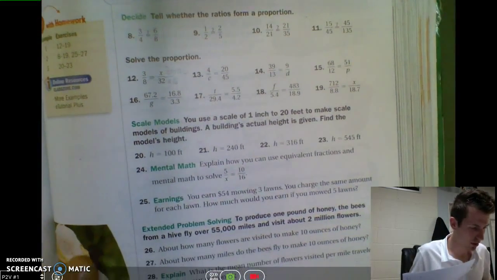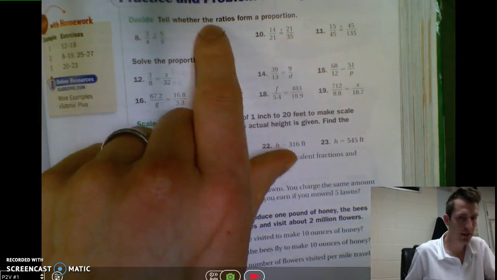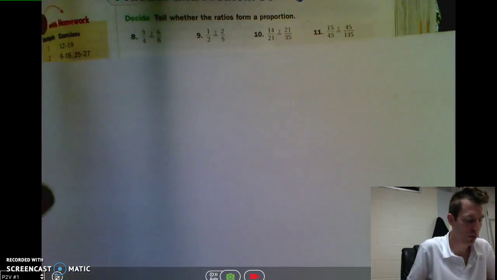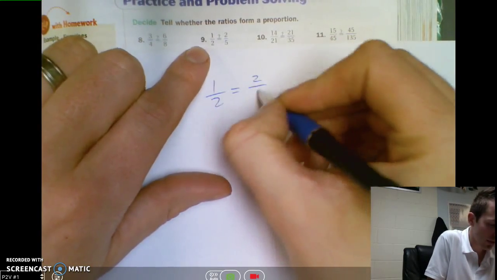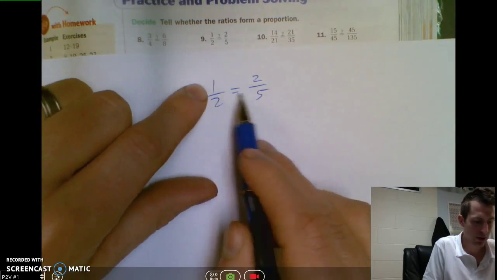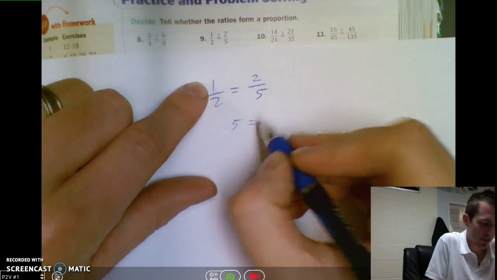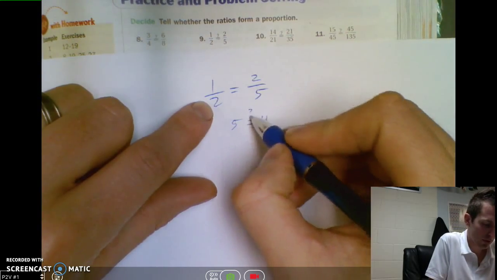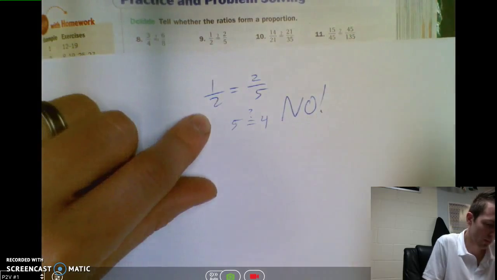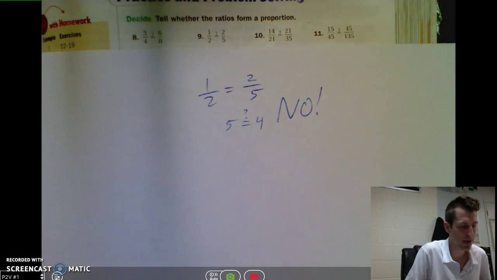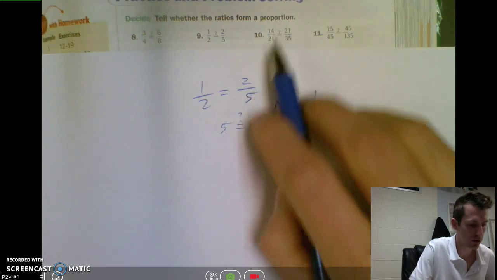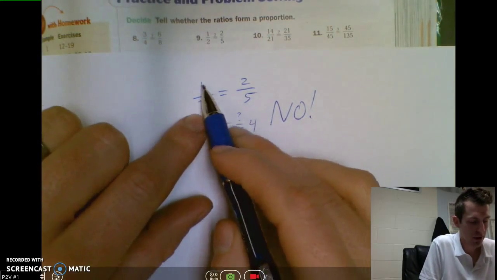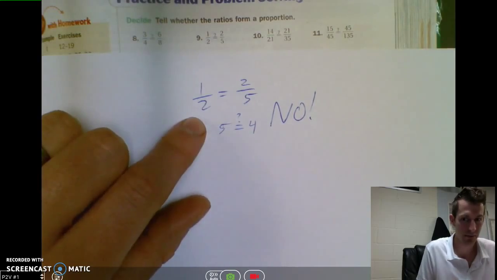Let's go over to here. Tell whether the ratios form a proportion. 1/2, is that the same as 2/5? Is 1 times 5, which is 5, the same as 2 times 2? Nope. There, that was easy. Number 9 is a big fat no. It is not a proportion. If it was a proportion, the cross products would be the same.